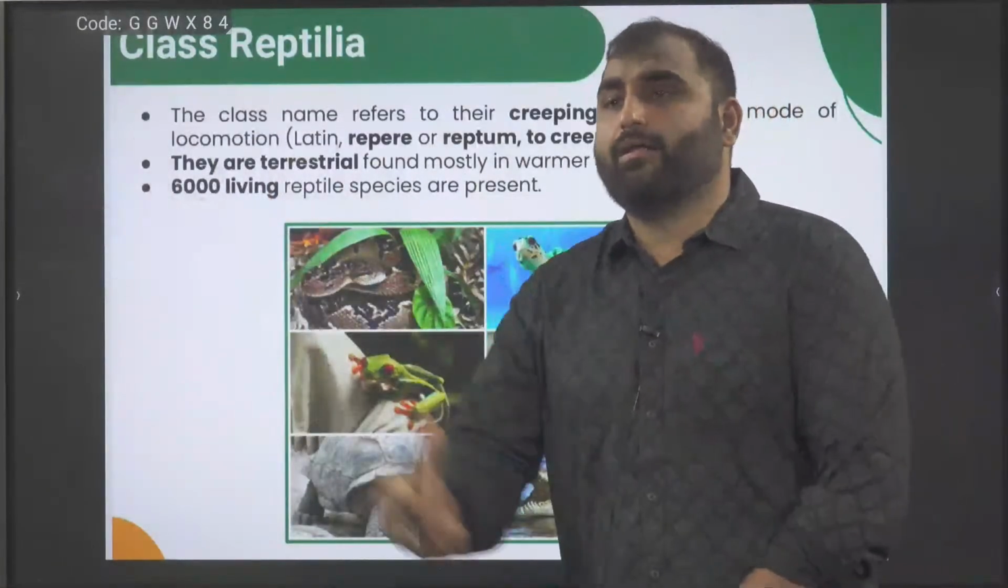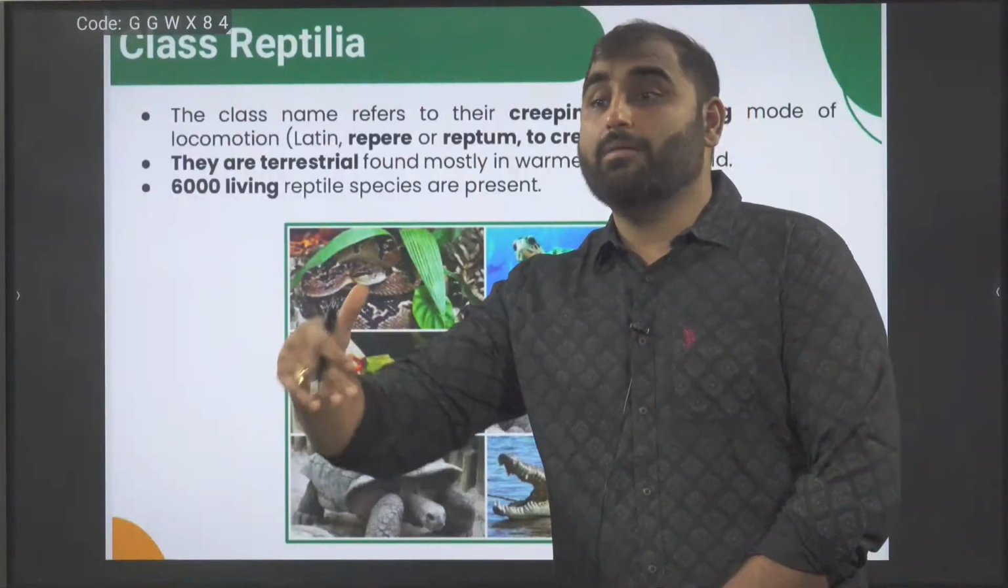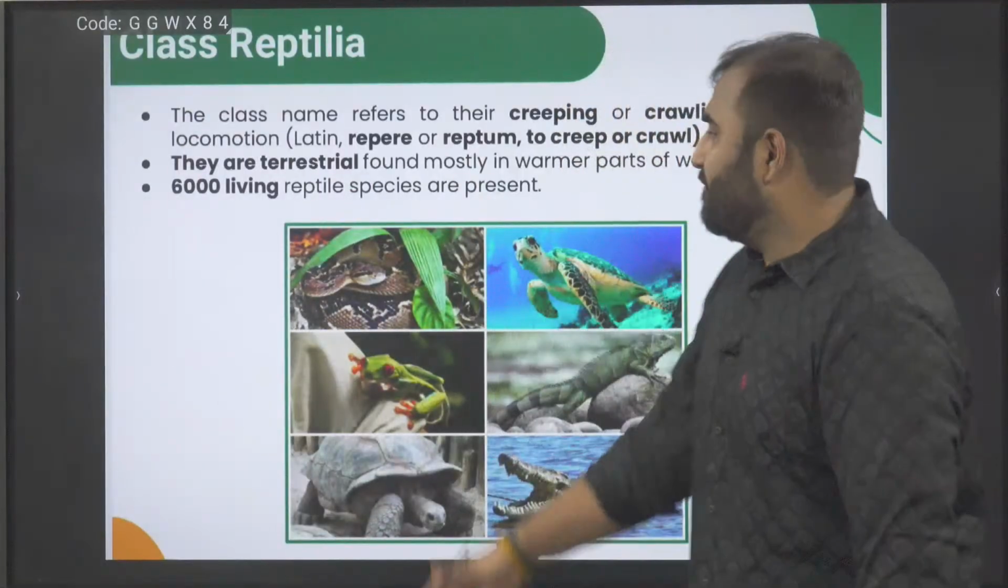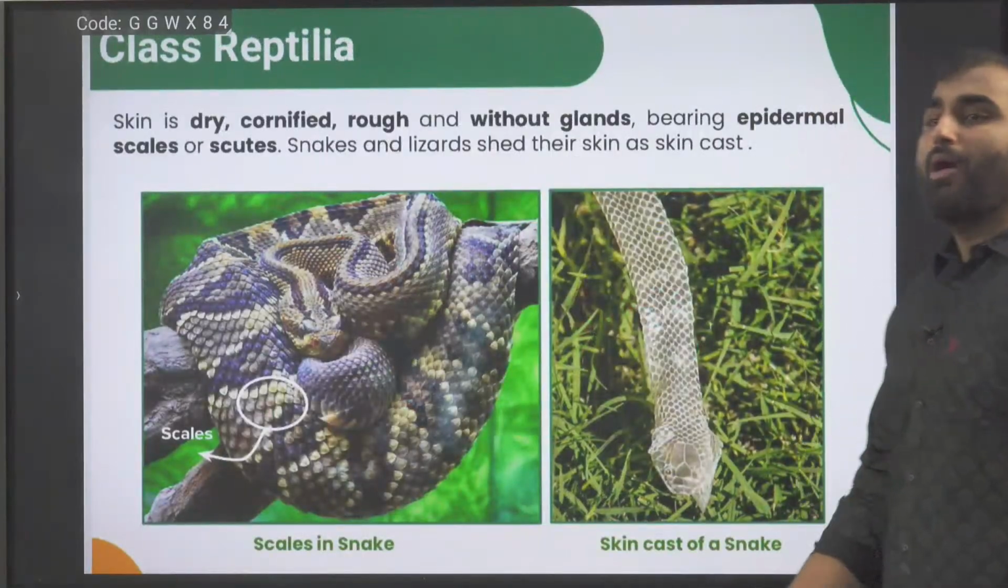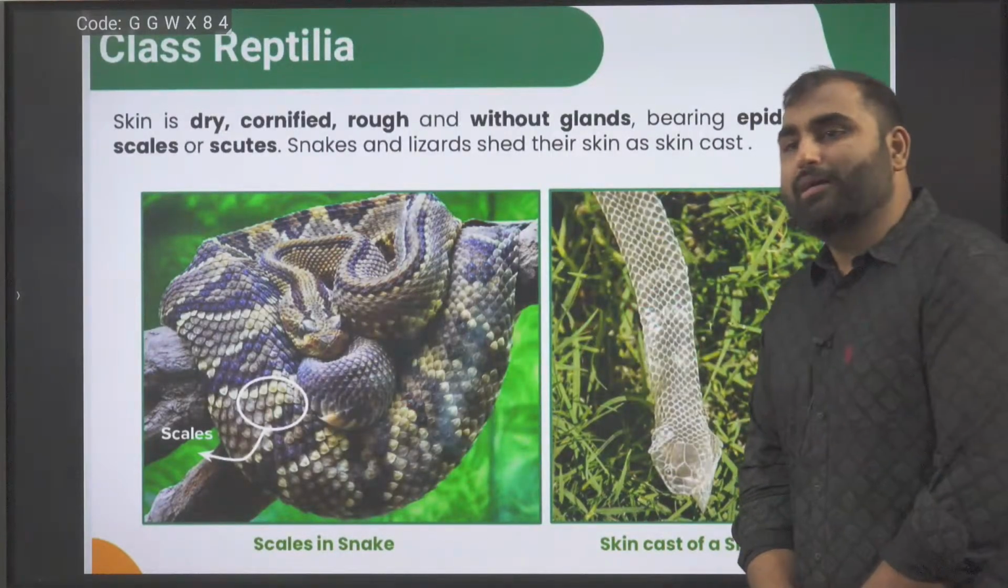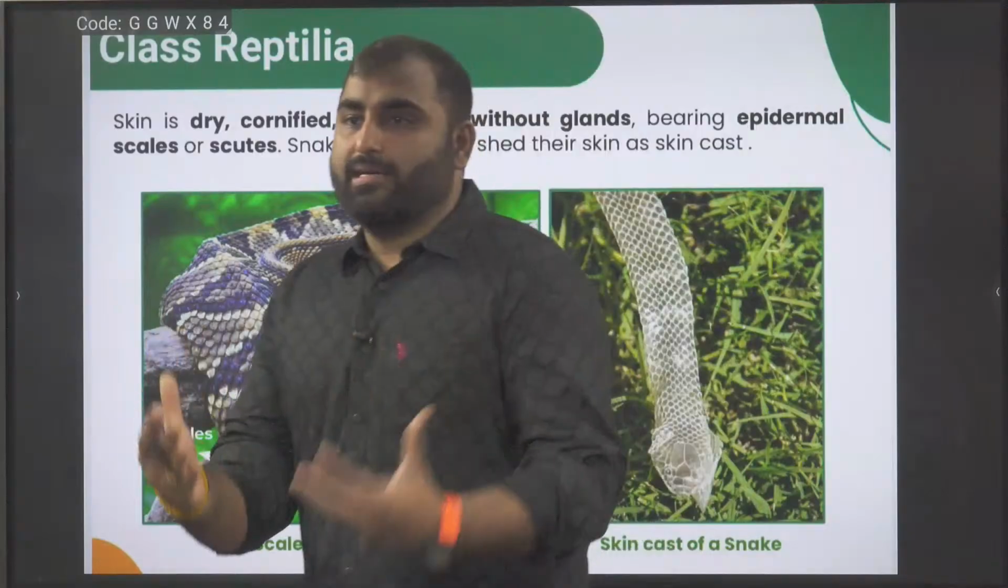Later we have birds and mammals also. And roughly there are 6,000 living reptile species. Okay, moving ahead. Now, how did they adapt to the land? What is special in them?